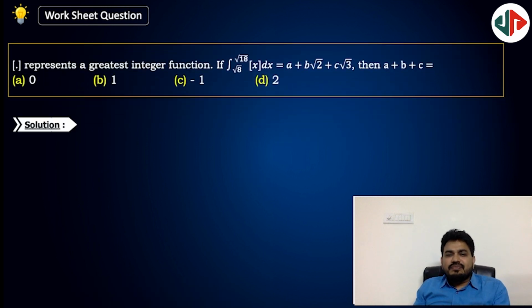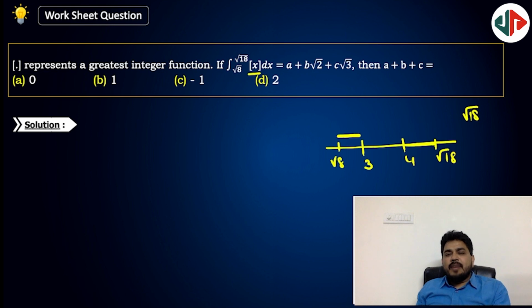Next one is step x between root 8 to root 18. So what all the values are there? Root 8 to root 18. Here root 8 will be there, somewhere here 3 is there, and somewhere here 4 is there, and here root 18 is there. So the step value will be equal to 2 here, between them step value will be equal to 3 here, and between this one step value is 4.